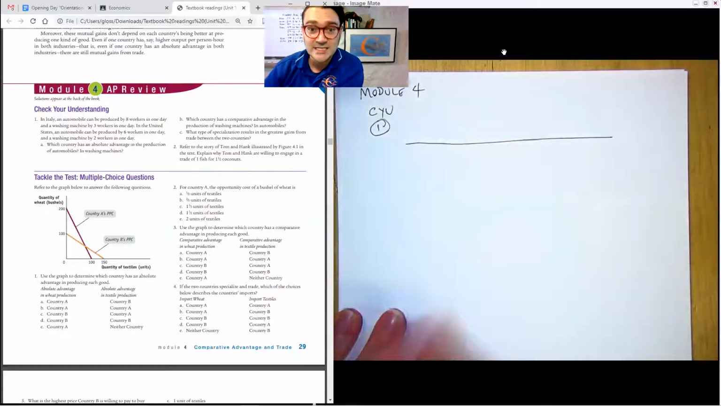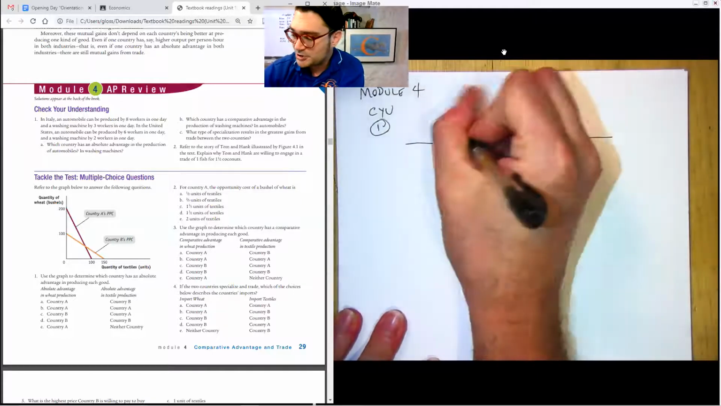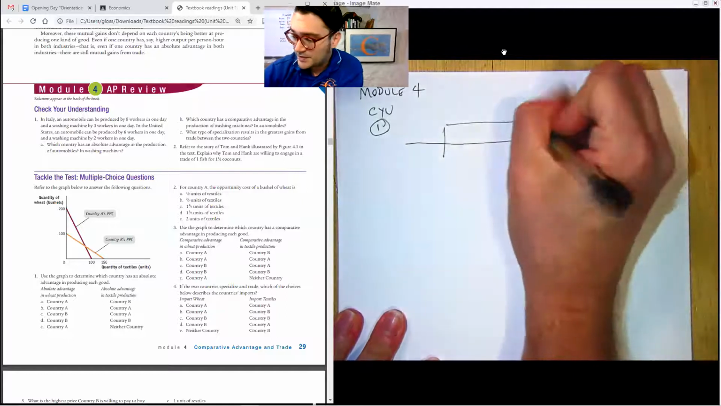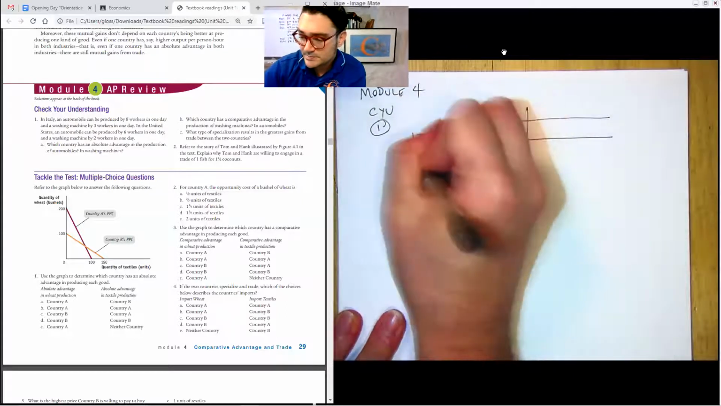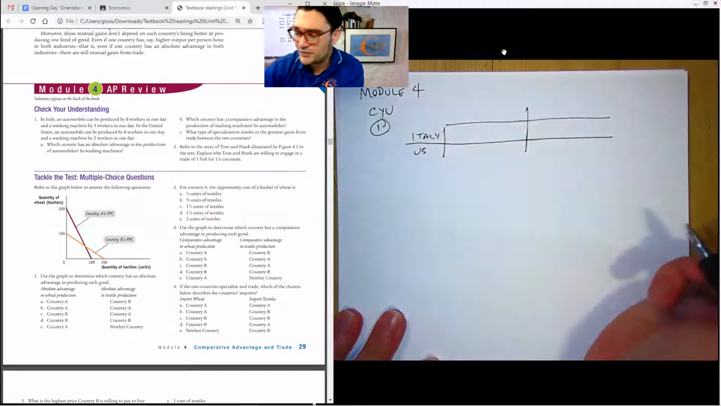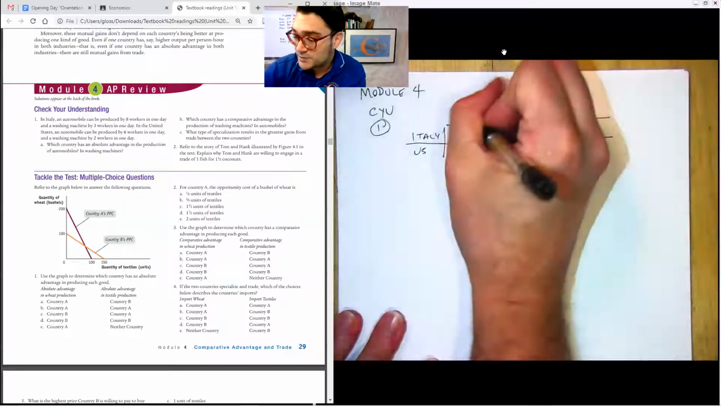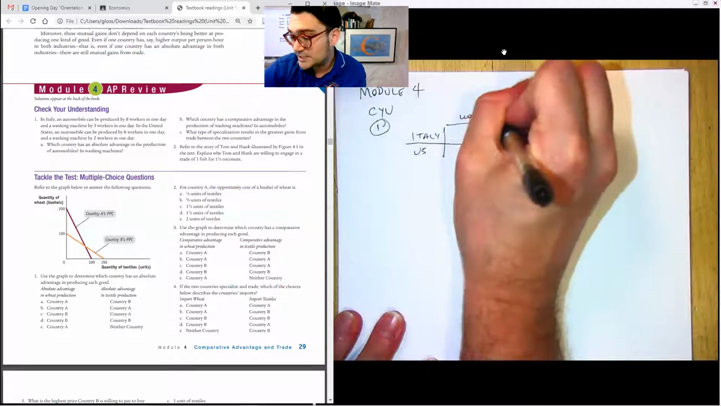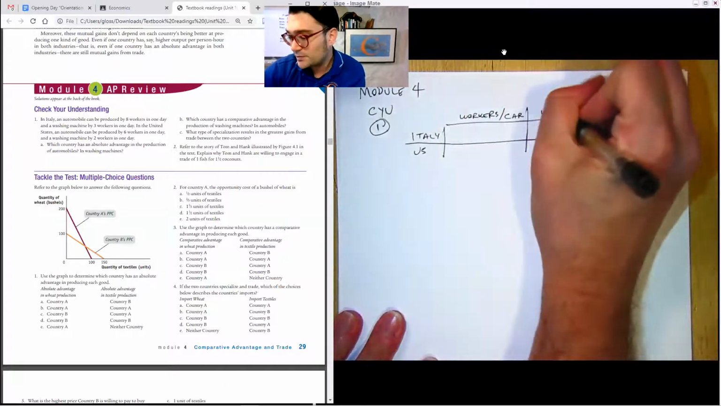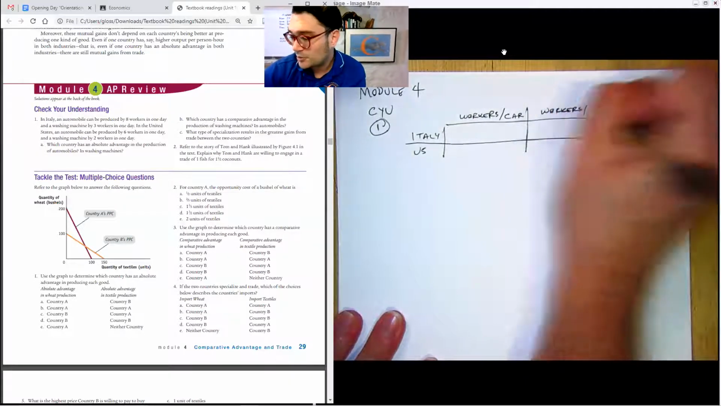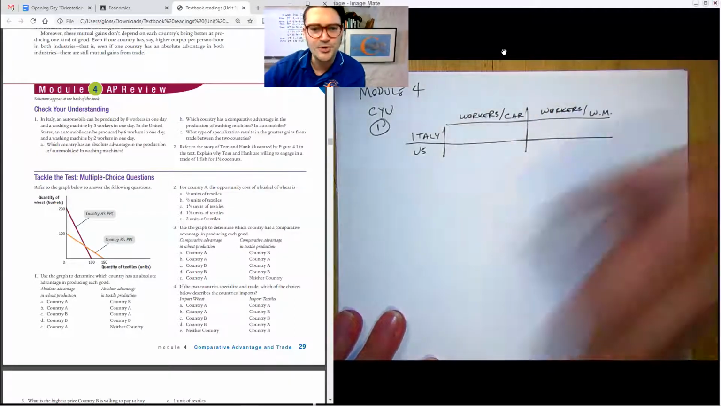We're going to leave ourselves lots of space because, again, it's much easier to write out the opportunity costs if you get yourself some space. So Italy and the US, those are our 2 countries. And then we're going to say workers, right? Because it's actually that per car or automobile. And then workers per washing machine. I'm just going to abbreviate that.